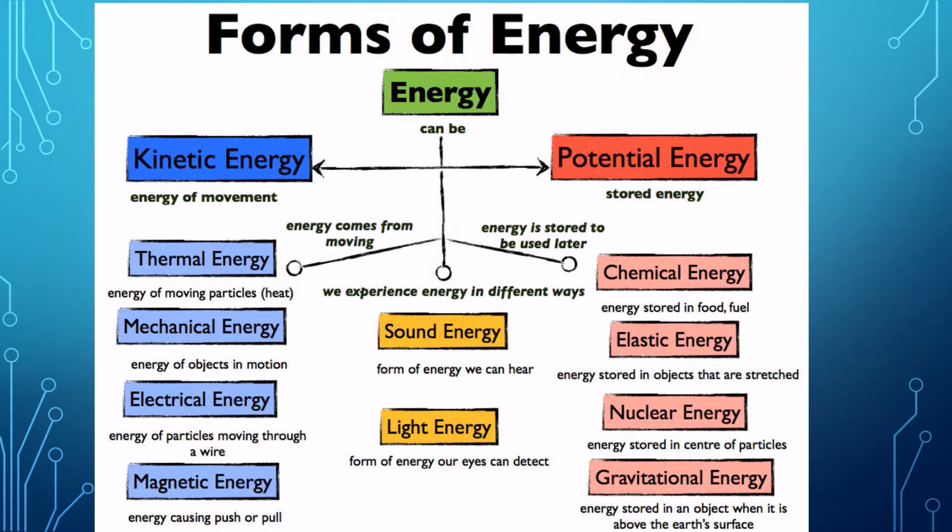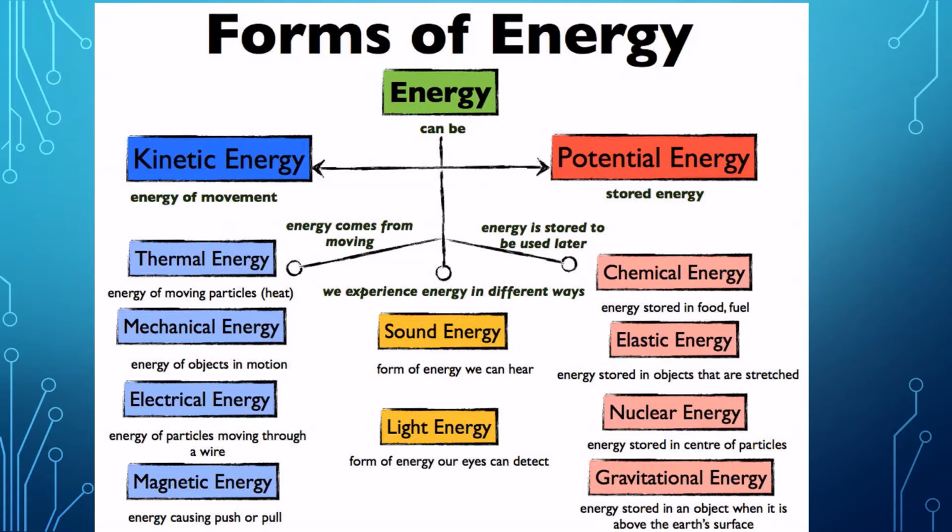Okay, let us review first. What are the forms of energy? Energy can be kinetic or potential. So when we say kinetic energy, this is the energy of movement. When we say potential energy, this is the stored energy. And there are examples of kinetic energy on the left side, and on the right side, these are the examples of potential energy.